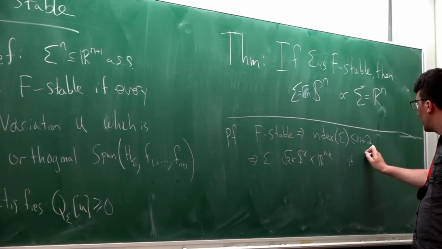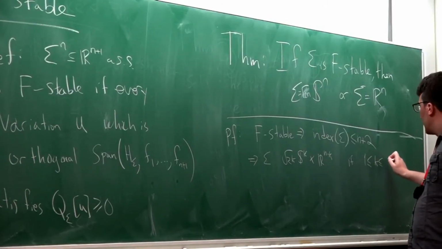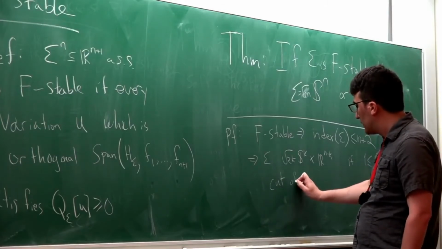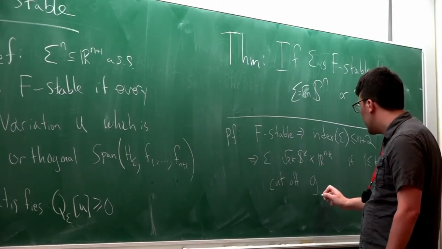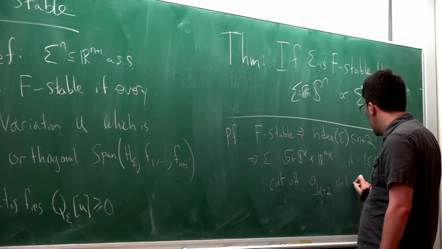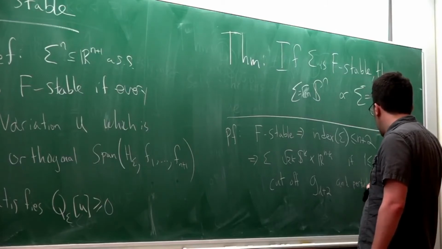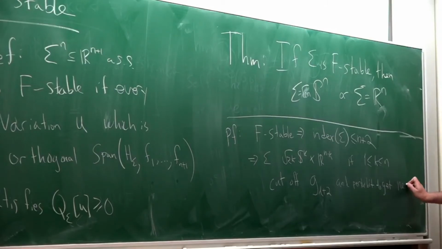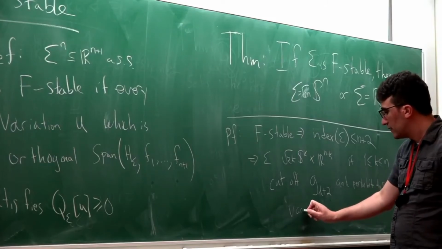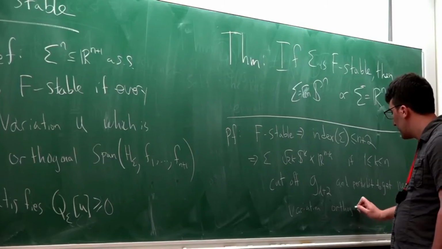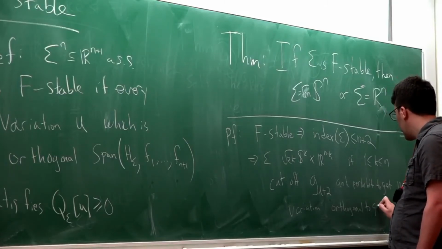If 1 is less than or equal to k, then you can cut off G_L plus, say, 2 and perturb it to get a negative direction, a variation sort of orthogonal to this sort of geometric one.